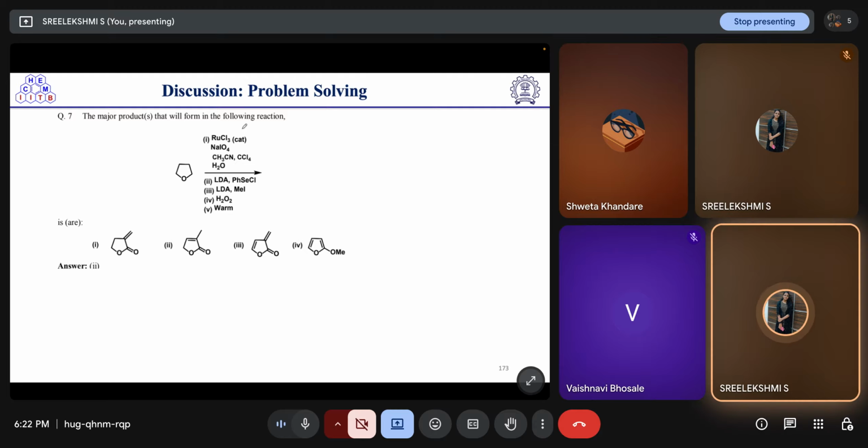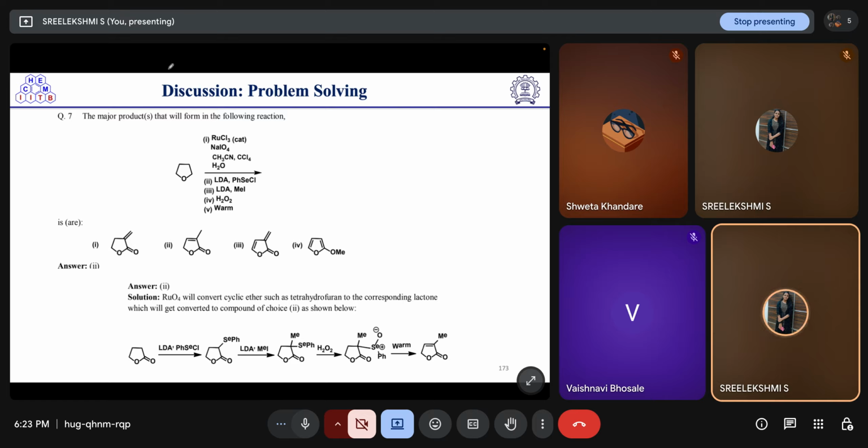First LDA will abstract a proton, and phenyl selenium will attack over there. Then if we add H2O2 or mCPBA, it will be oxidized into selenium oxide, and then elimination will take place. You remember that reaction? Then a double bond will form. The same is possible with sulfur and also with selenium, that kind of elimination.